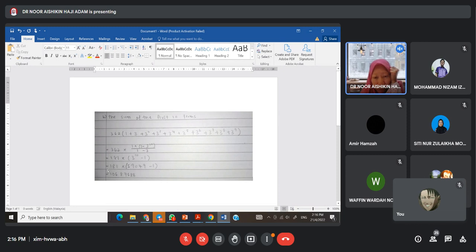Tapi ini jadi 1 minus 3 to the power of 10. Bawah ni 3 to the power of 10 minus 1 pula. Because you get negative 2. Negative over negative. So yeah.